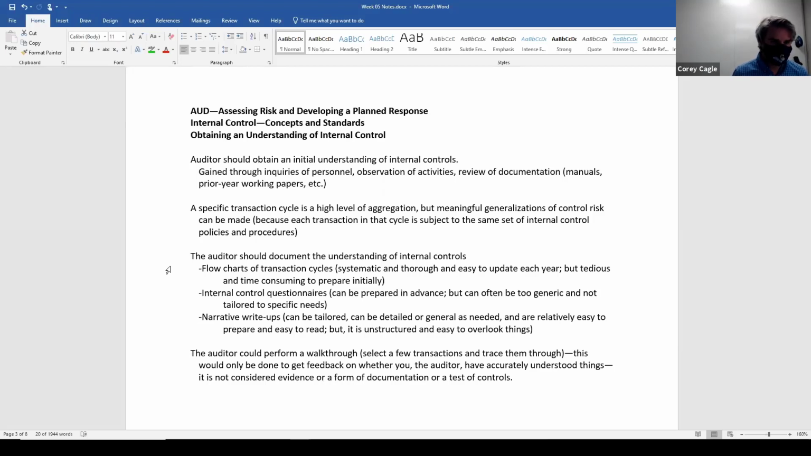So we'll talk to personnel, we'll talk to management, we'll observe things, we'll look at documentation, manuals, and things like that. Flow charts, we might be making those types of things as a part of documenting our understanding. But there are other things we can do.